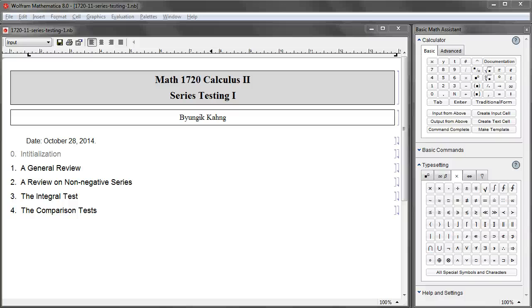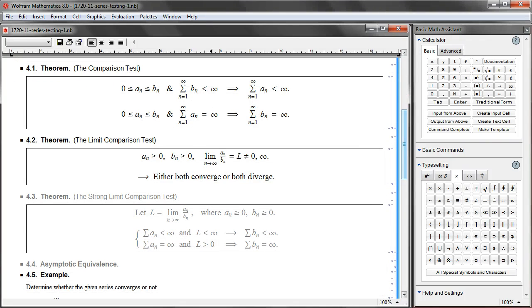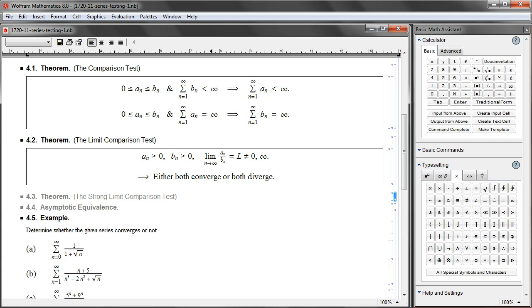Now let's begin 11.4 comparison tests. In this section, we deal with two types of testing. One is the comparison test, which is summarized in the first box. The second is the limit comparison test, which is a little bit more useful, in the second box. The strong limit comparison test is not as important, and I'll talk about it probably in the next video when we do all those proofs.